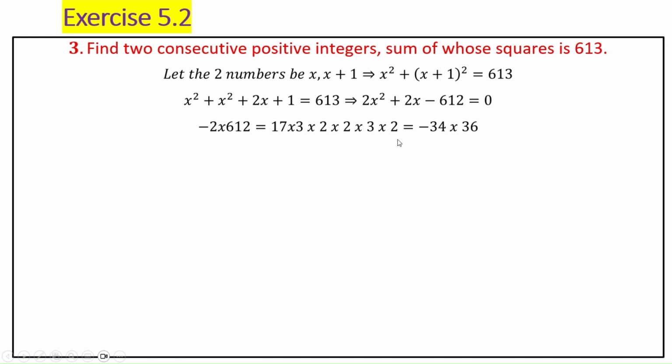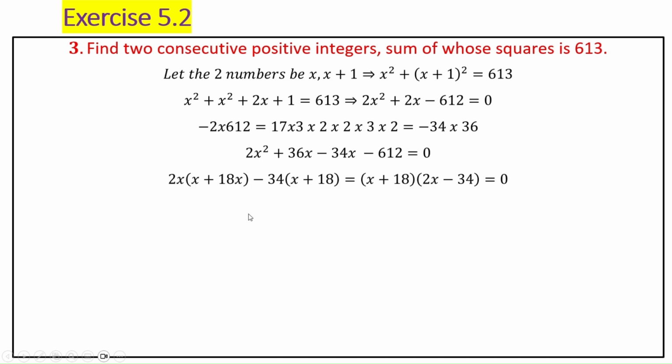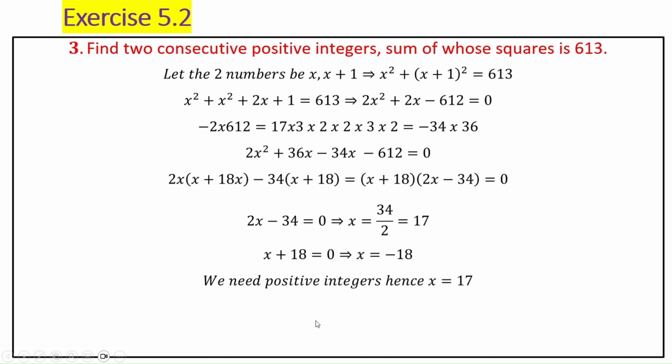You can separate the 2x. Okay. And the roots are x equal to 17, this is what we got, or x equal to minus 18. In the question if you see they are asking for positive integers, so we should not take minus 18. The only possible value is 17, so the numbers are 17 and 18. Okay, 17 and 18.